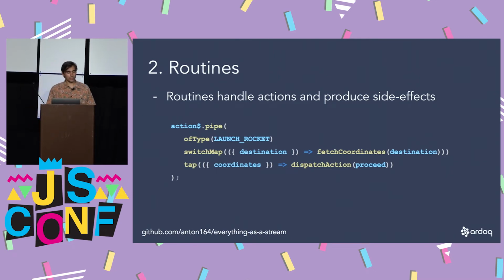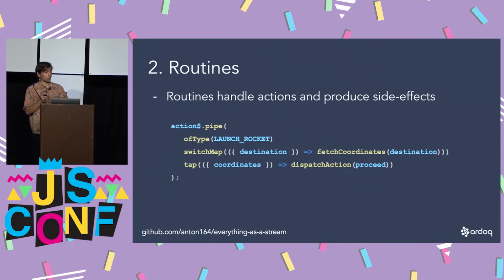So what we do here is we filter on the launch rocket action. Then we map that to fetching of coordinates, which could be an API call to get the coordinates. And finally, if that fetches successfully, we dispatch an action to proceed. And these are 3 different RxJS operators: ofType is custom, and in the middle, we have switchMap.